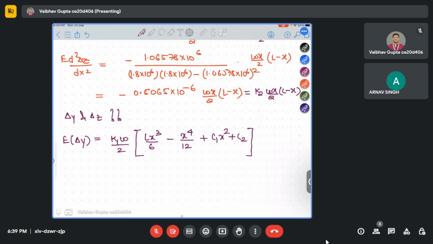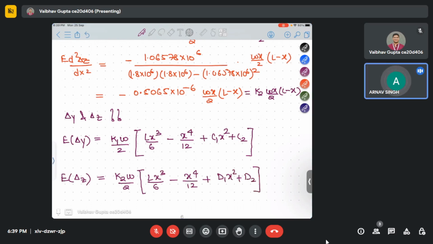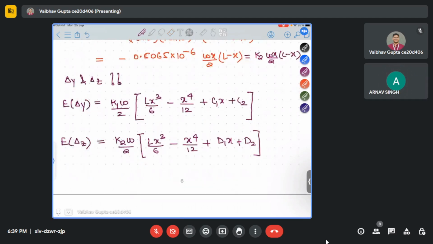So similarly for delta z also we will get K2 W by 2 times (L x cube by 6 minus x4 by 12) plus D1 x plus D2. Sorry, C1 x will be there, not x square, and D1 x. Okay, good.